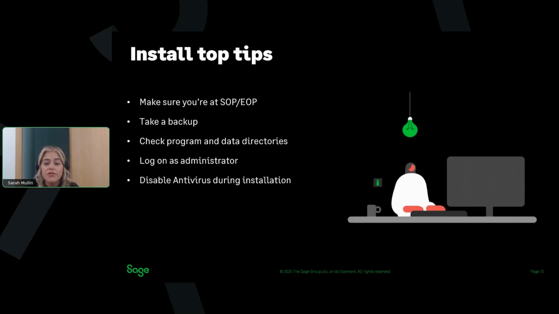You want to check your directories. So we looked at that in the demo. Remember, you can find your program and data locations under Help and System Information. So we know exactly which folders are being updated when we do the install. You want to log in as an administrator. Now, just to clarify, this is the PC administrator, not the payroll admin. So you do need the right permissions to install updates. But if you're not sure if you have those IT permissions, then your IT team should be able to help you with that. So maybe double check with them if you're not 100% sure.